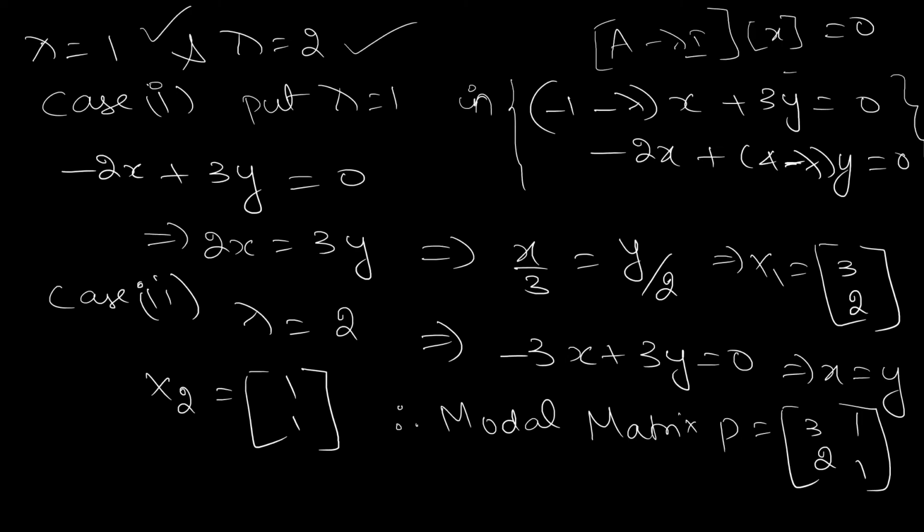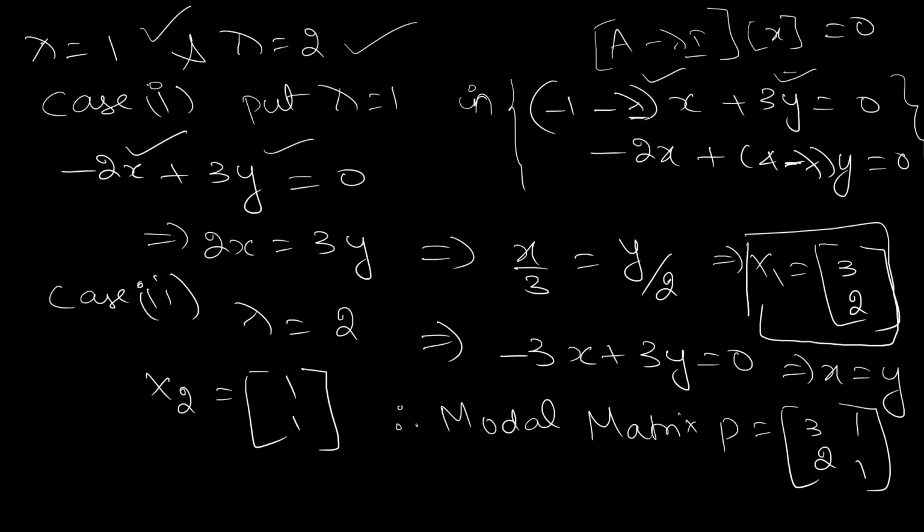So the first term is (-1 minus lambda) into x, second term 3y equal to 0. Then -2x plus (4 minus lambda) into y is equal to 0. So in this equation we are going to substitute lambda is equal to 1. If I substitute lambda is equal to 1, -1 here, -1, -1 will become -2x plus 3y is equal to 0. And from this equation we will get 2x is equal to 3y. Therefore x by 3 is equal to y by 2. So we got the corresponding eigenvector for lambda is equal to 1 as 3 and 2.